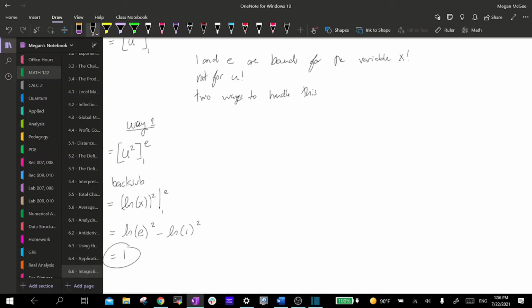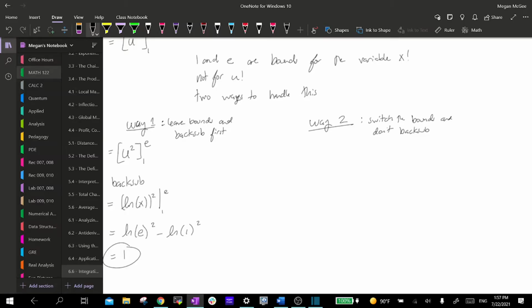Okay? Our second way is we can actually switch the bounds. So way one, leave bounds and back sub first. Way two is switch the bounds and don't back sub. So we had 1 and e for x. Now we just need to find out what are the bounds for u.